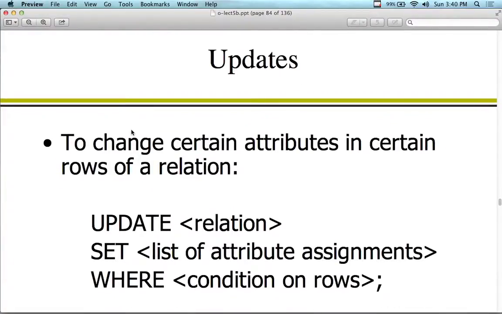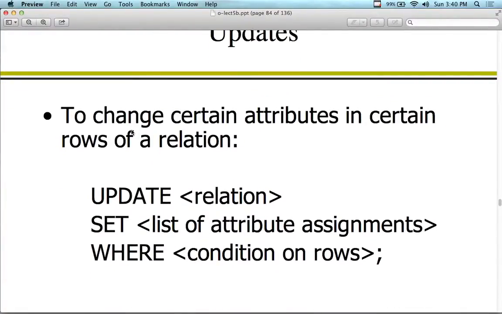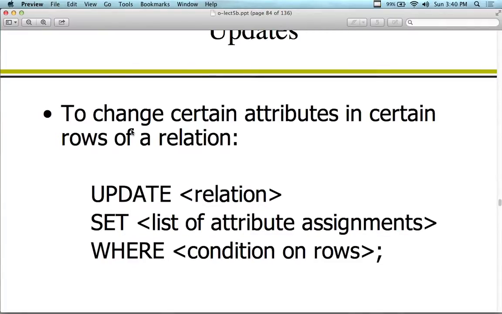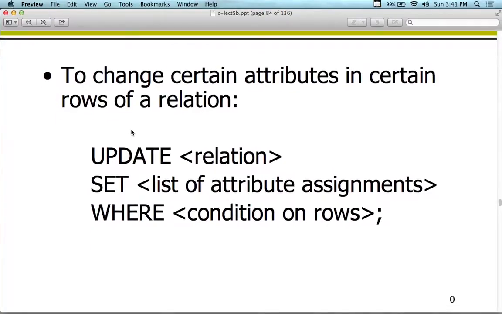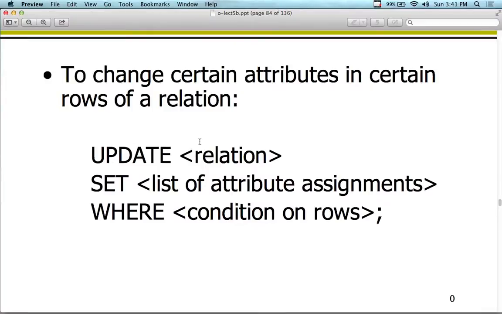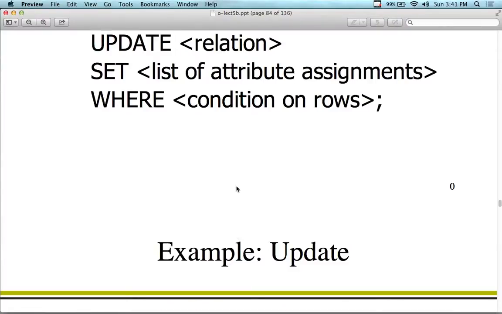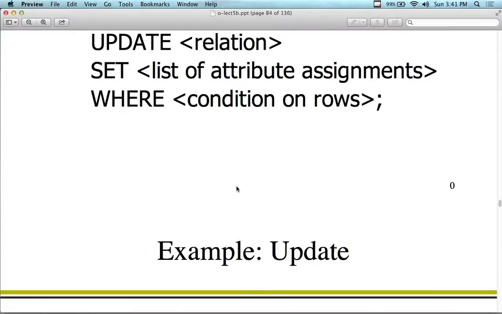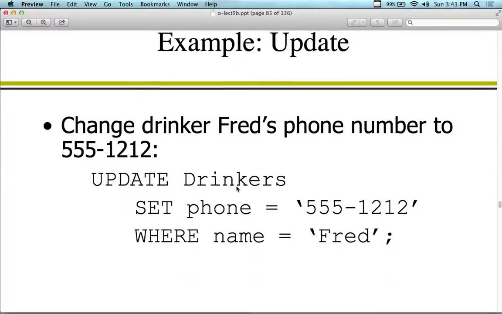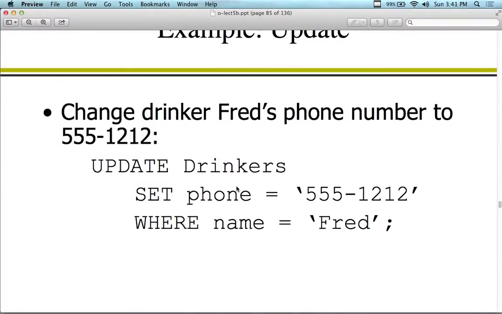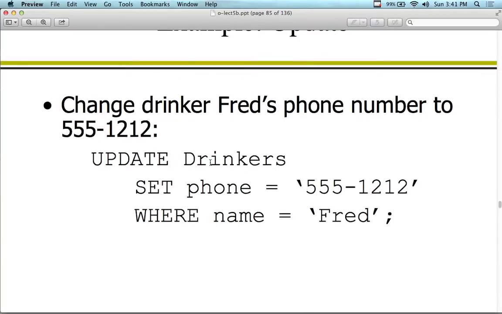We can also update a relation, to change certain attributes in certain rows of the relation. So we write update, then the name of the relation. We set a list of attribute assignments where some condition on some row exists. So the where is always using a condition. The update is going to be some relation that we're going to update, and we're going to set something. So here we're going to change the drinker Fred's phone number to 555-1212. So we're going to update drinkers.